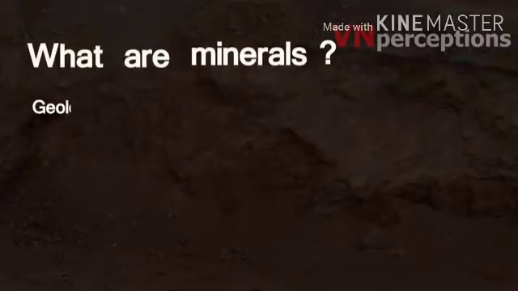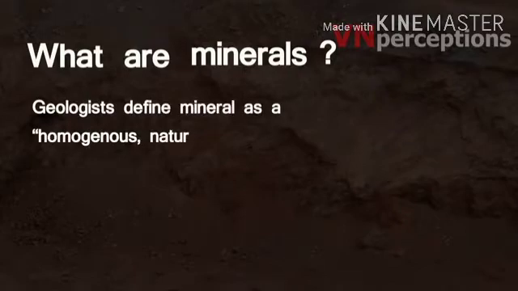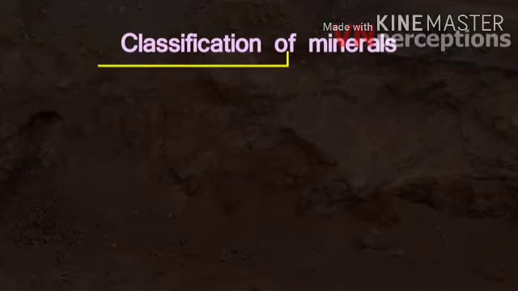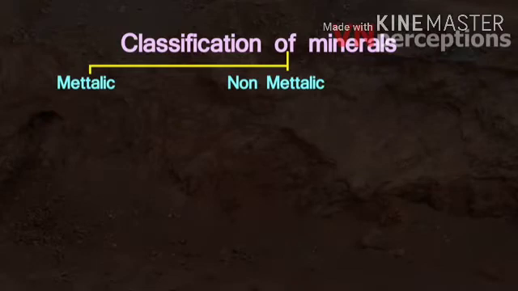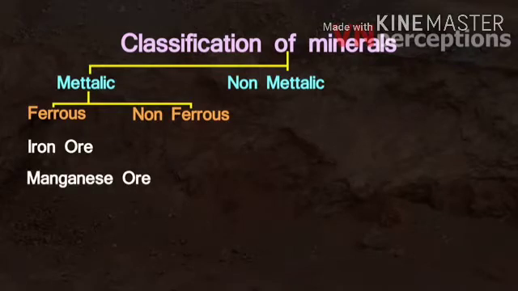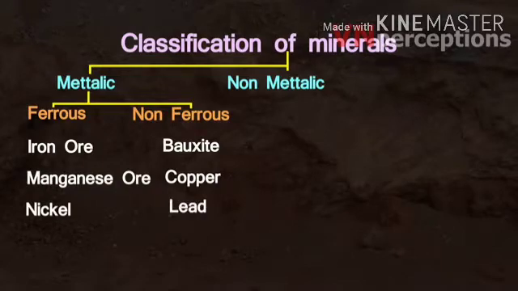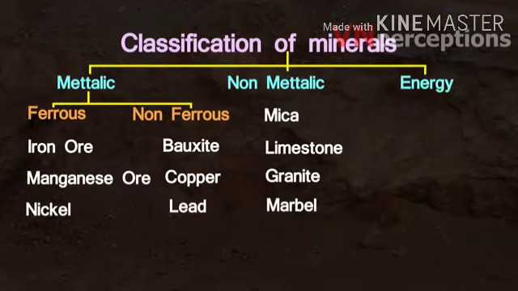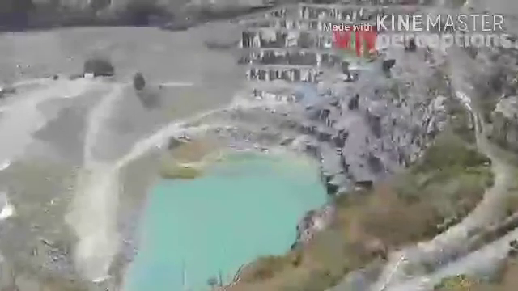What are minerals? Geologists define minerals as a homogeneous, naturally occurring substance with a definable internal structure. For general and commercial purposes, minerals can be classified as metallic and non-metallic minerals. Metallic minerals have two divisions: ferrous-based and non-ferrous-based. Among the ferrous-based, the most important minerals are iron ore, manganese ore, and nickel. The non-ferrous-based are bauxite, copper, and lead. Among the non-metallic minerals in India are mica, limestone, granite, marble, etc. Then there is one more category known as energy minerals, which includes coal, mineral oil, and natural gas.